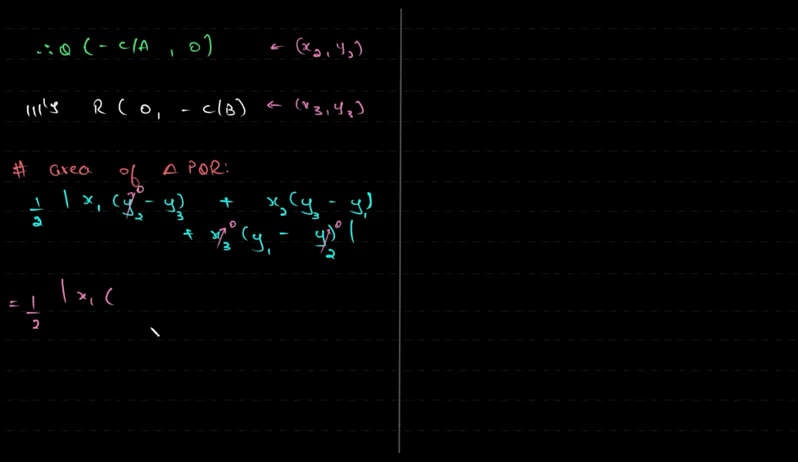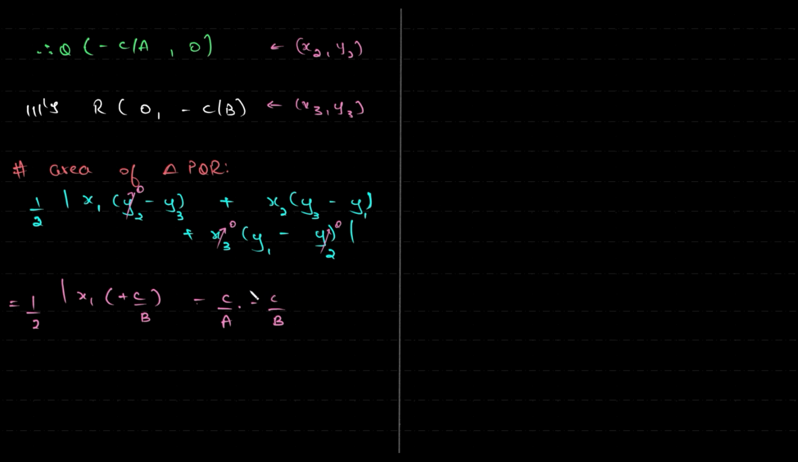Then we have, that's it, right? Yeah. So this is basically minus of y3 is plus c by b. Minus of minus is plus. Then we have x2 is minus c by a into, this is minus c by b, right? I hope that is clear. Yes. And we have anything else?